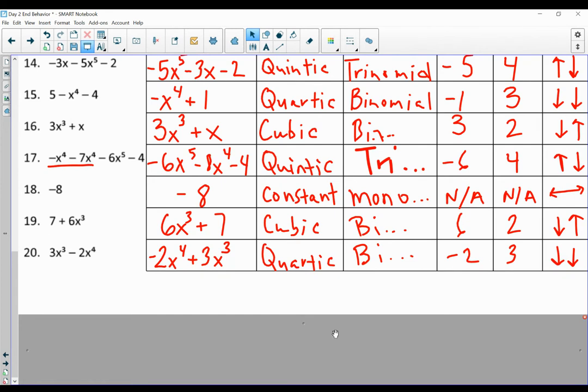If we're looking at number 18, negative 8, that is an example of a constant monomial. Again, there isn't a leading term because there's no variable and it doesn't have any U-turns. We don't want to call it 0 U-turns, it just doesn't have any at all. And this is an example of what it might look like on the graph, going through negative 8 either on the X or the Y. All right, and that is the practice worksheet.